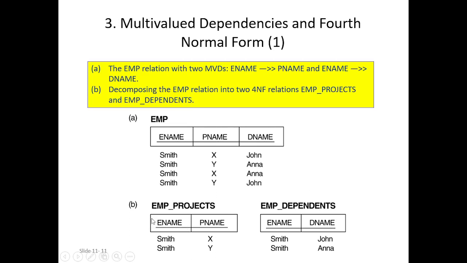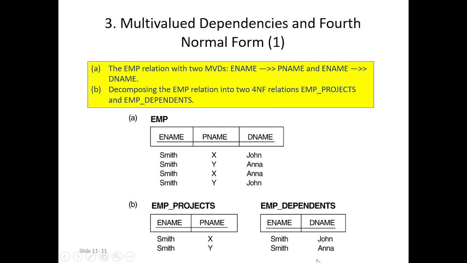So here employee_projects means employee name and project name. Employee_dependents means employee name and dependent name. So here it is Smith X, Smith Y. Okay, that is enough. Instead of these 4 entries, we can have only 2 entries here. And for dependents, again we have 2 dependents for Smith, Smith John and Smith Anna.